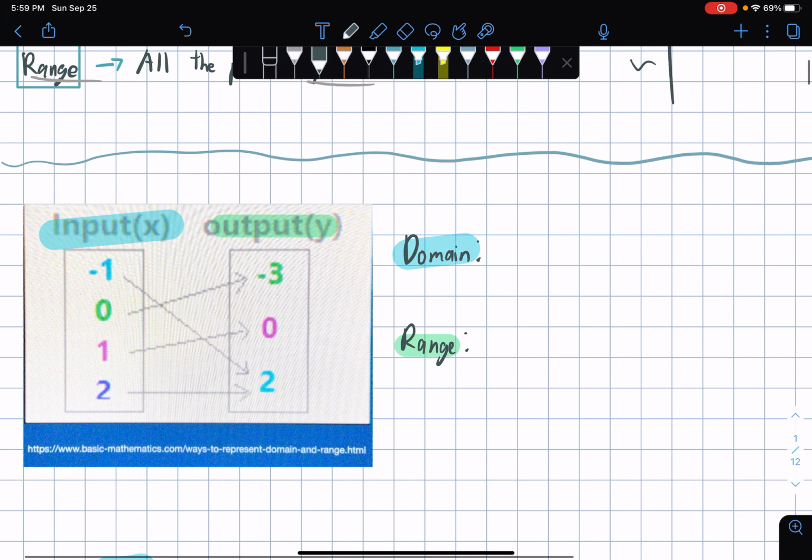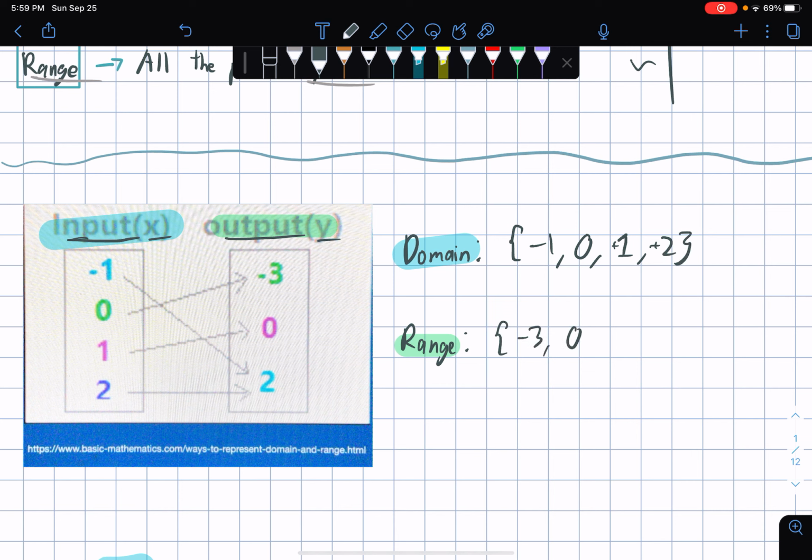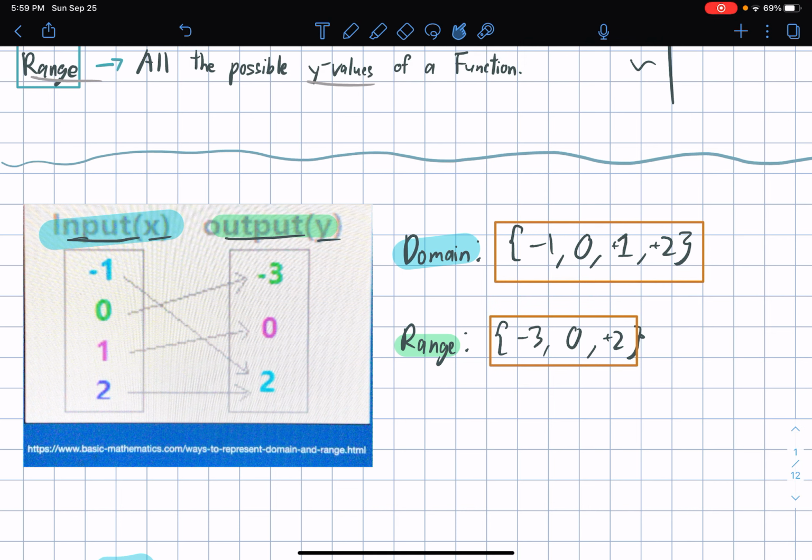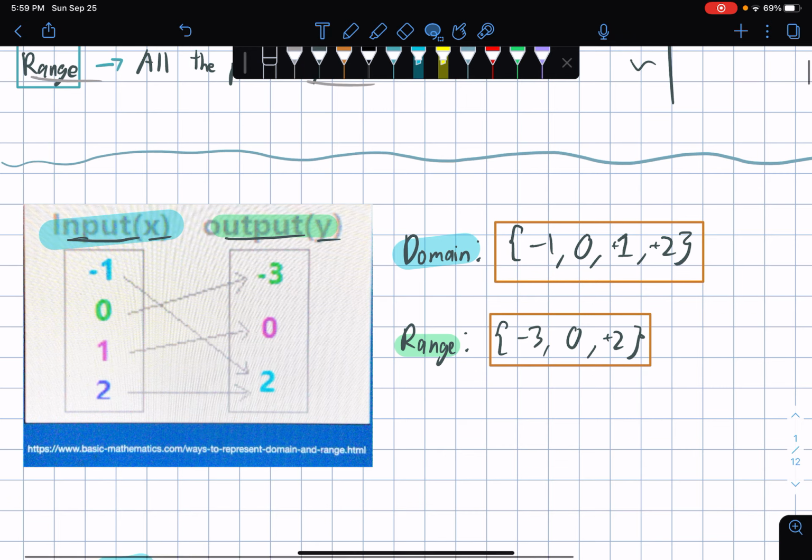Input and output, assuming that input refers to x and output refers to y. So for domain, these are the x values. So the domain, we have -1, 0, +1, +2. For range, we have -3, 0, +2. So these are everything for the domain, and these are everything for the range. There you go.